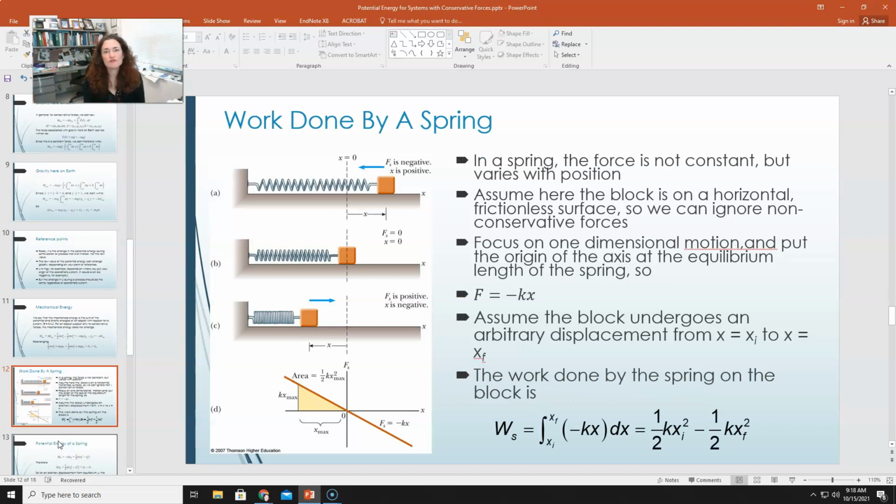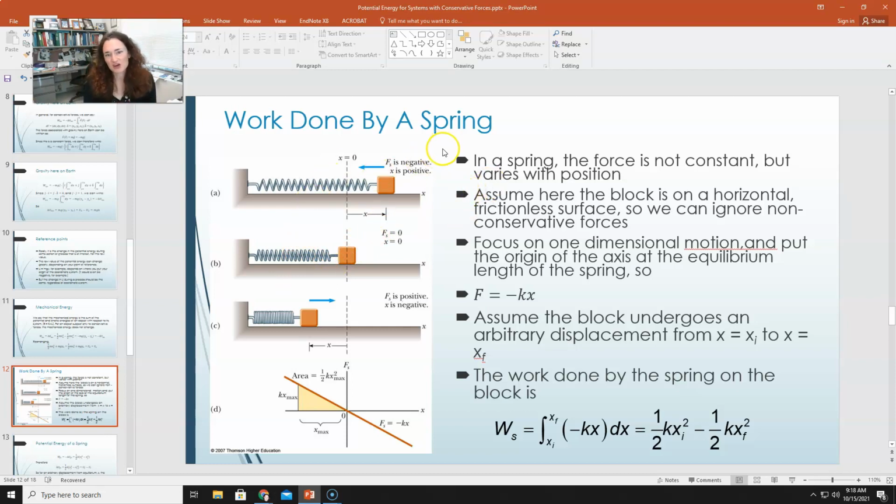All right, let's move on and talk about another type of conservative force and derive that potential energy function. This one is the work done by a spring. That situation is shown here in this image on the left, courtesy of Thompson Higher Education. Here we have a horizontal spring on a frictionless surface, right? A perfect horizontal spring on a frictionless surface. Physicists love ideal scenarios, right?